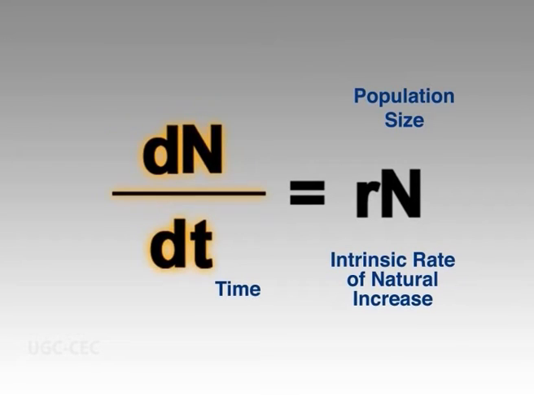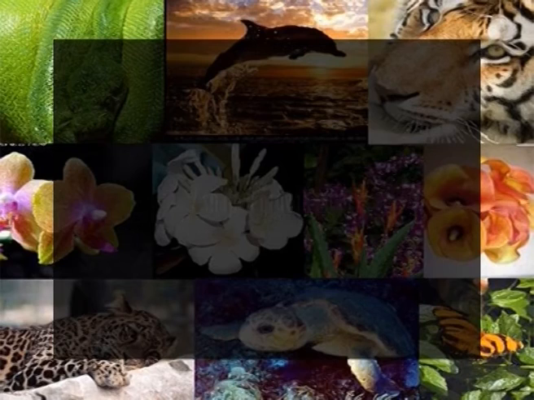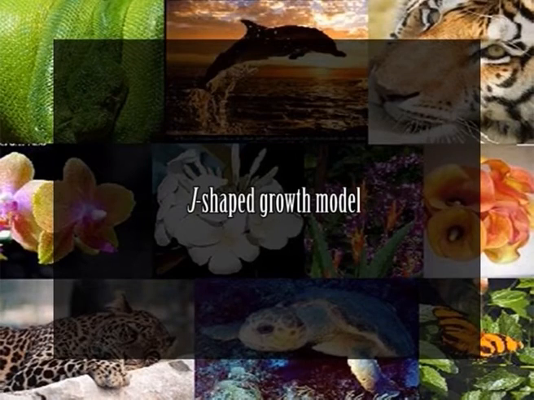dN/dt represents the rate of change in population size. The value of this R is the maximum when resources are not limiting. Since the curve drawn with population size on the y-axis and time on the x-axis is J-shaped, it is also known as the J-shaped growth model.